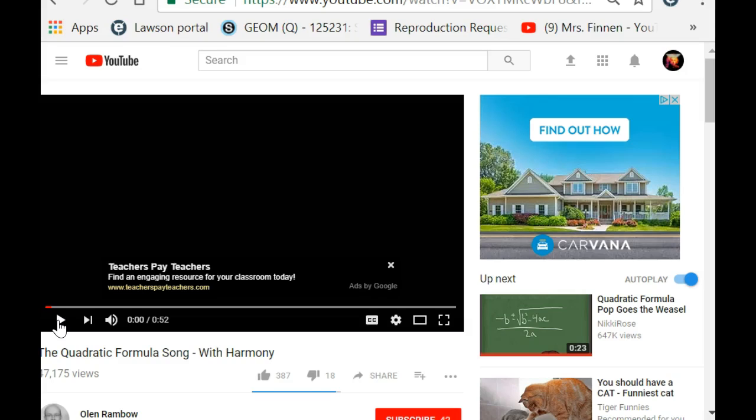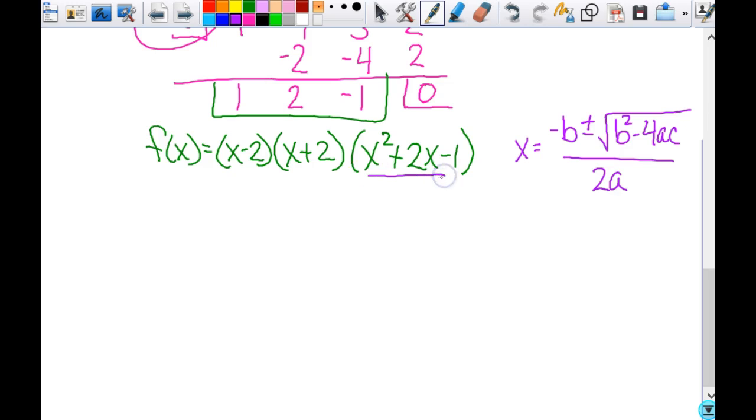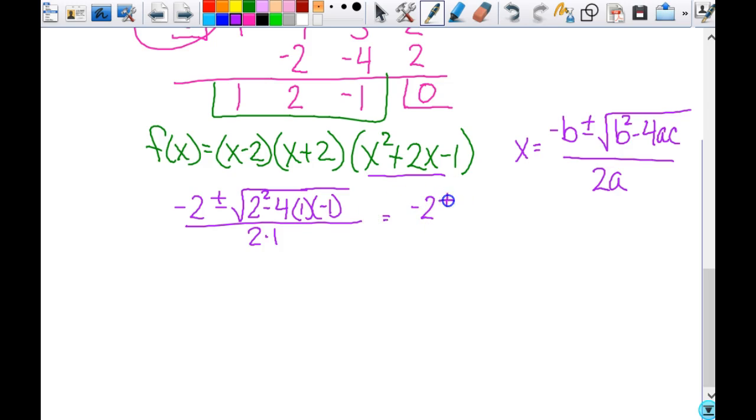All right. And where was I here? Okay. So now we're going to do that. And we know that the quadratic formula is x equals negative b plus or minus the square root of b squared minus 4ac all over 2a. So I plug that stuff in, and I'm only working on that one. So negative 2 plus or minus the square root of 2 squared minus 4 times 1 times the negative 1, all over 2 times 1, which is just 2. So that's going to give me negative 2 plus or minus.